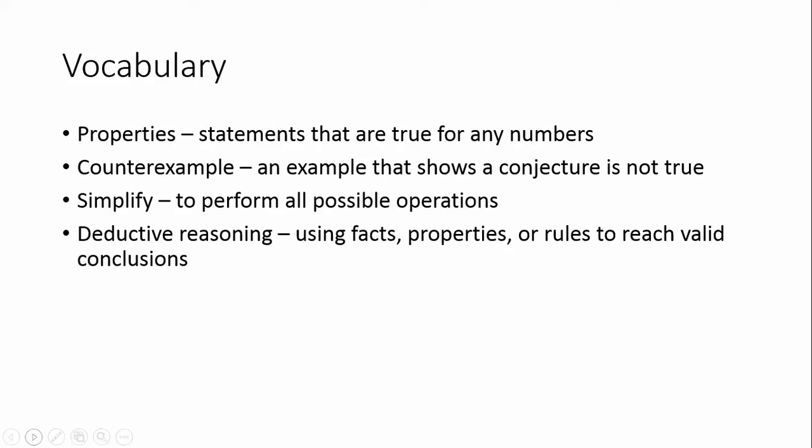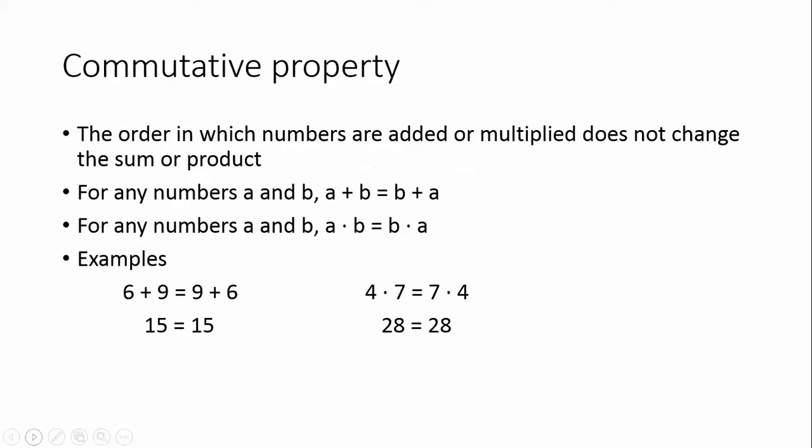When we simplify, we are performing all possible operations, and deductive reasoning is using facts, properties, or rules to reach valid conclusions. So we have several properties that you're going to write in your notes today. There are 5 in total, 2 on their own slides, and then the last 3 are in a chart together.